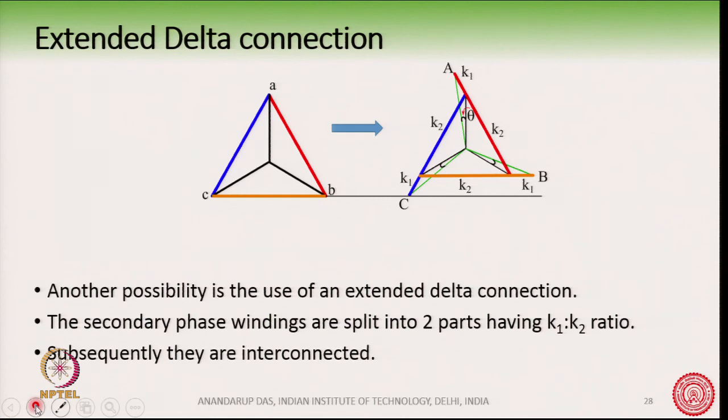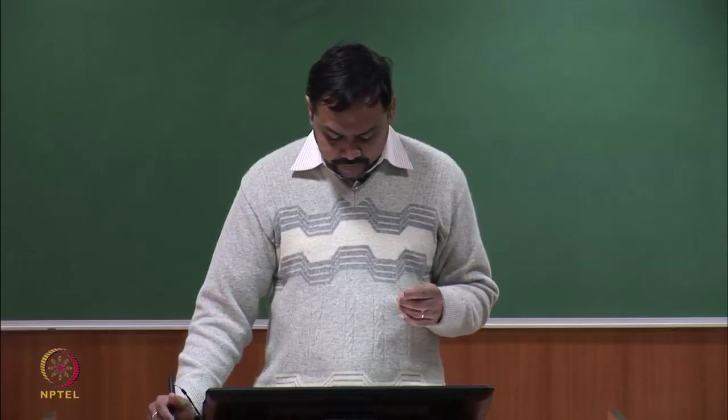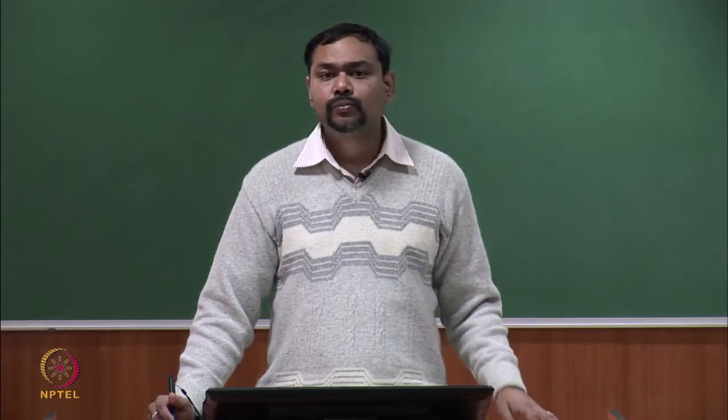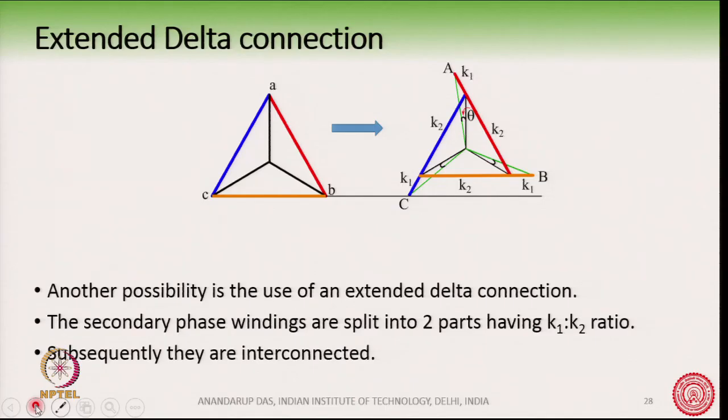So, in an extended delta transformer, the secondary winding is again split into two parts, k1 and k2, and subsequently they are interconnected. In a zigzag transformer, this interconnection happens with one side connected in star. In an extended delta, another possibility comes up. You can see here this is the secondary winding. Again you have a k1 and k2 split, the blue colored winding is split into k1 and k2 parts, and this one is split into k1 and k2 parts.